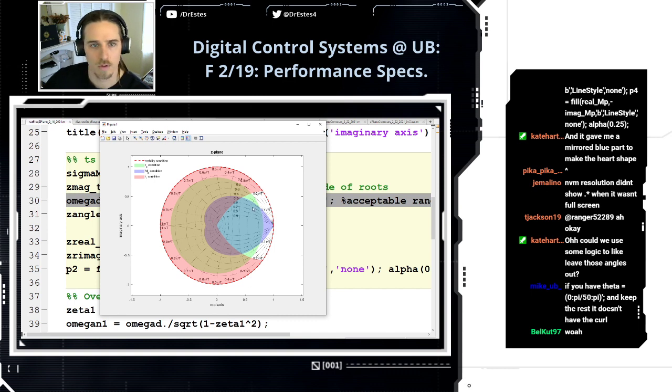So, you see like the green is the settling time, the blue is what the overshoot's going to be, and then this interesting red shape is actually what you get for the rise time constraint.